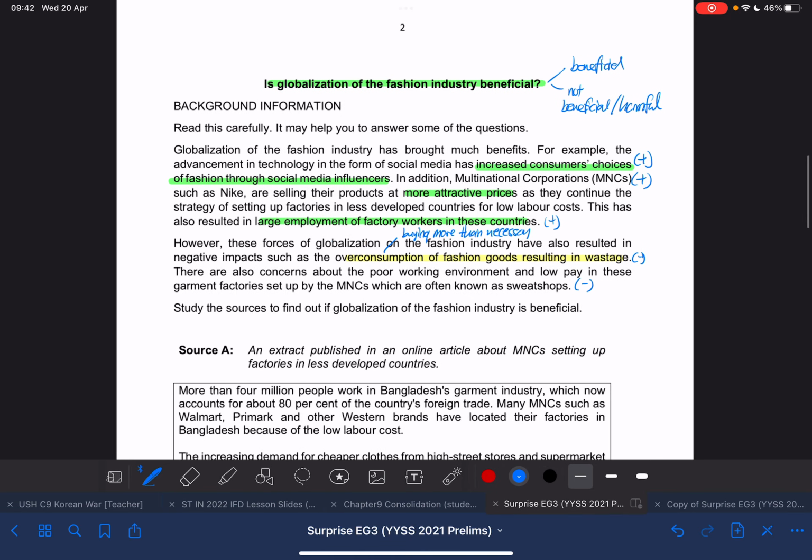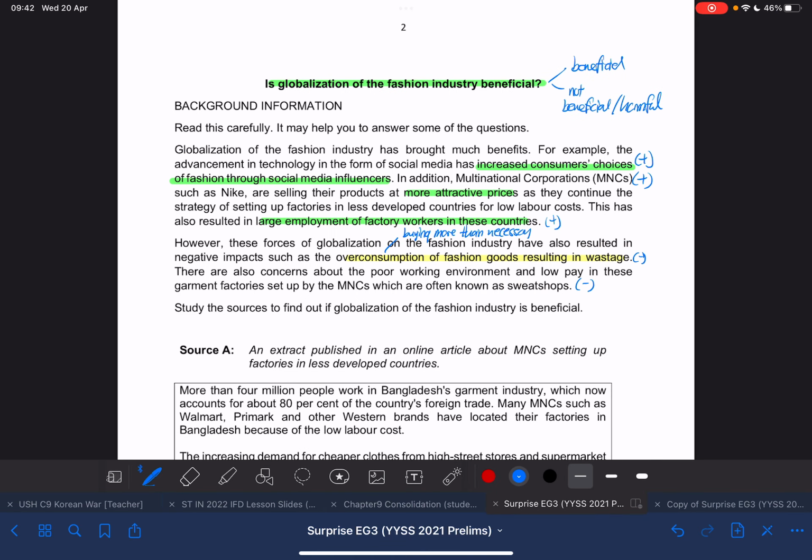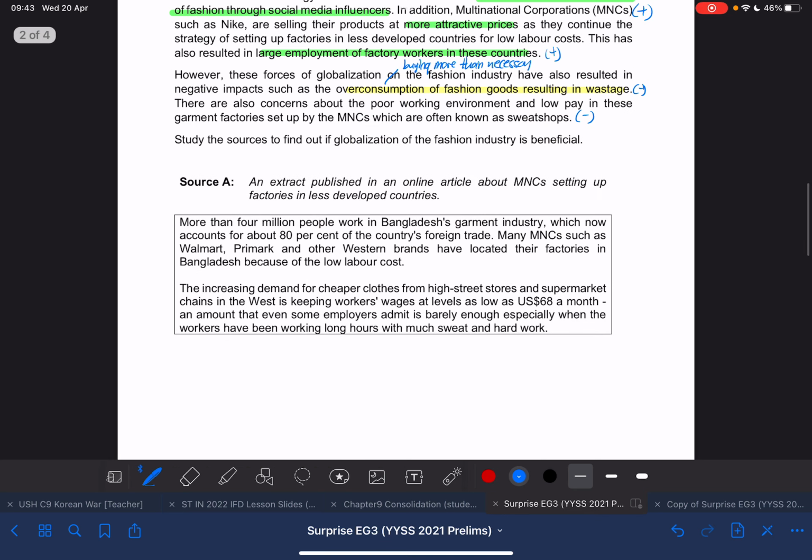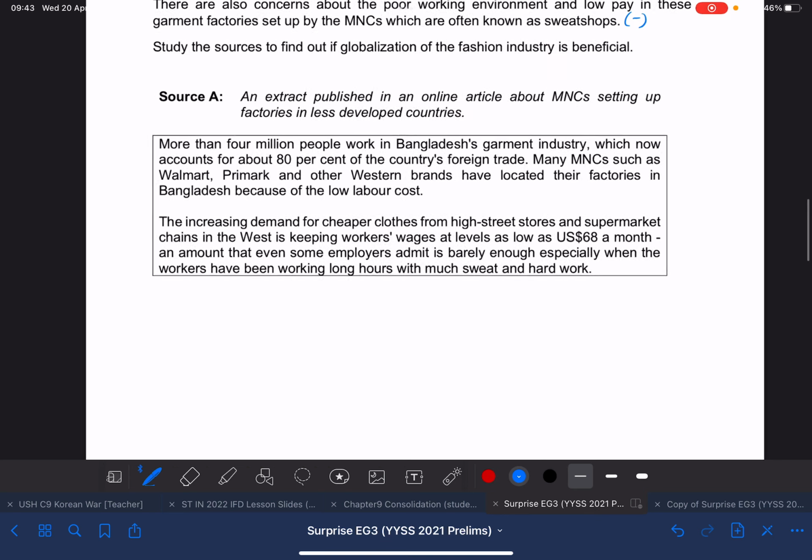So right off the bat, when we read the background information, we are already starting to get clues of what we might expect to see in the different sources. So it's very important, just spend about 2 minutes, always read through the background information, just take quick notes as we go along. Okay, this is going to help you to be a little bit more focused when you look through the sources. At this stage, what we're going to do is to go through source A and the rest of the sources, so just identify the main points.